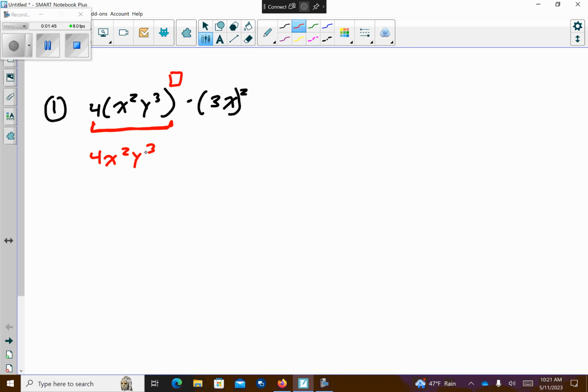Okay, this second part, though, is going to be a little bit different. Okay, this 3 comes here and this 3 comes here. So I get 3 squared and x squared. Okay, well, what's 3 squared? 9. Now, what can I do to finish this problem up? What do you think?